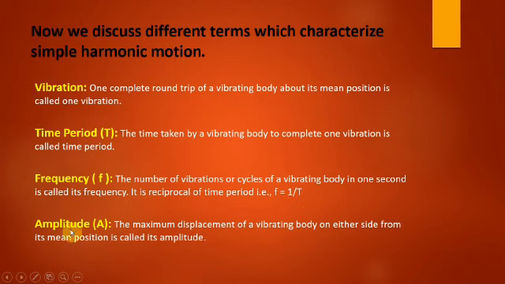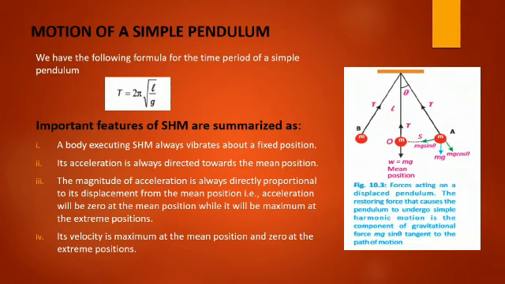And the last one is amplitude, that is denoted by capital A, the maximum displacement of a vibrating body on either side from its mean position. Students, you can see that is the mean position, its first extreme, its second extreme. So the distance between the mean position and the extreme position, either of this side or this side, that distance will be called amplitude.